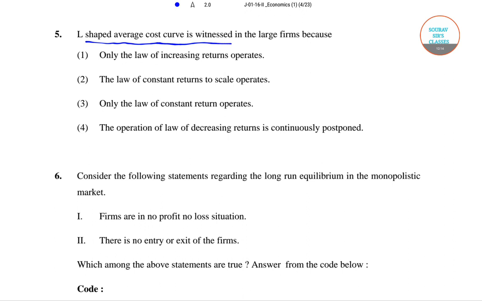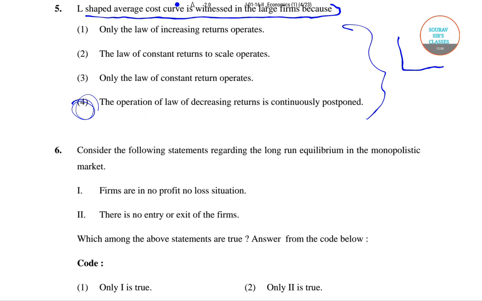L-shaped average cost curve is witnessed in the large firms because... 4 options are given. You have to figure out the right answer. Take your time to find out the right answer. So we know that for question number 5, the right answer would be option 4. Now we'll go to the next question.